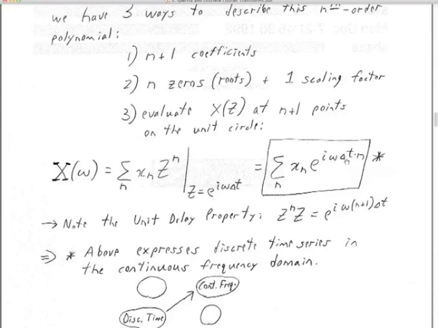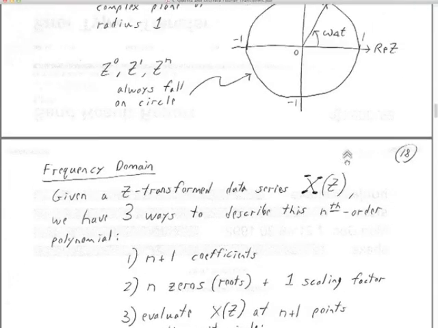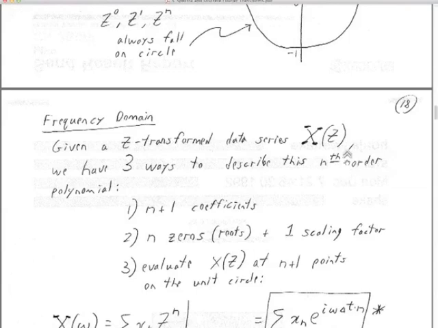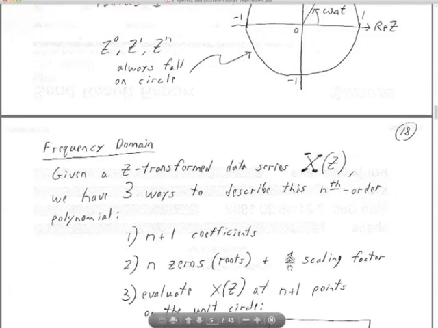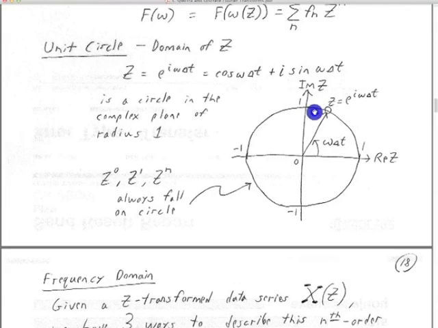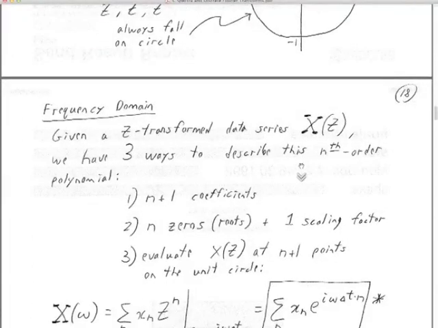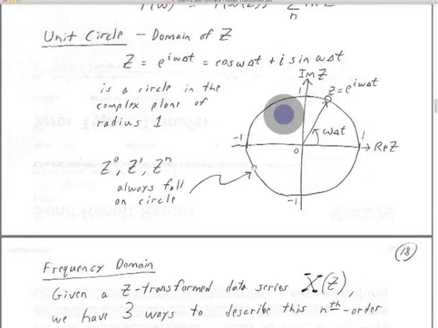But here's another way now. We also get our time series x of z evaluated at a million and one points around the unit circle, depending on what delta t is, and then our frequency omega. That time series is also now a million and one complex numbers that are all around the unit circle.